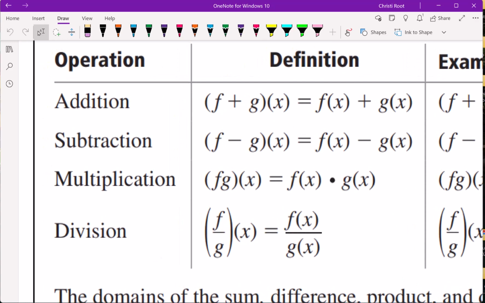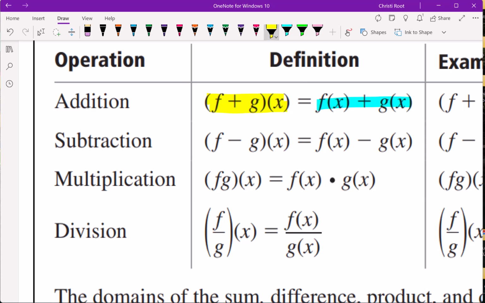If they want you to add two functions, it's going to look like this right here. So if you've got your highlighter, this is what it's going to look like typically on your benchmark or your end of course or on a test. But what it really means is this. Okay, I think the second one makes more sense. I can't tell you why they write it that way, but they do.